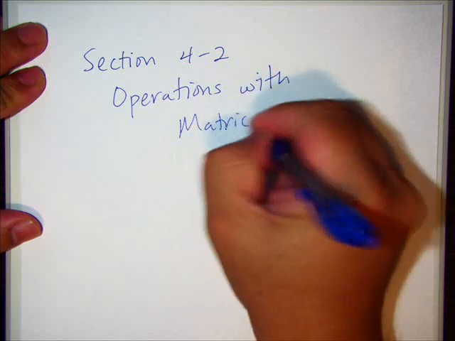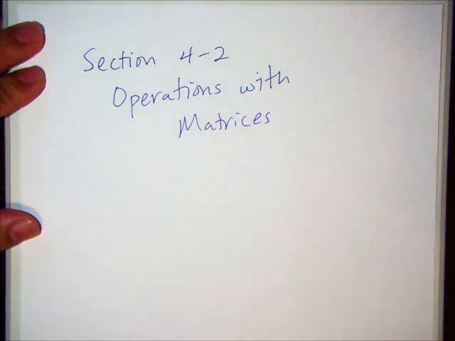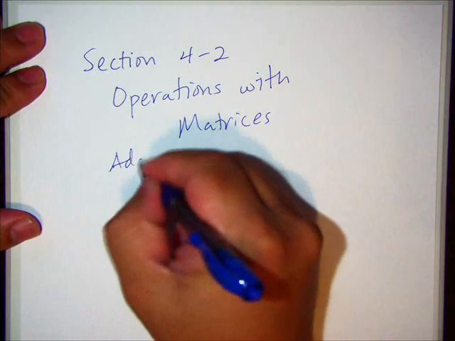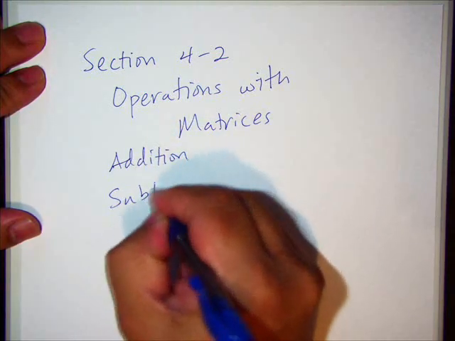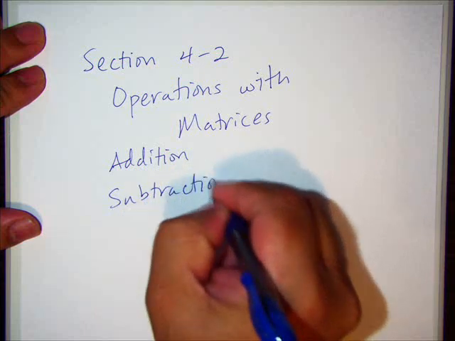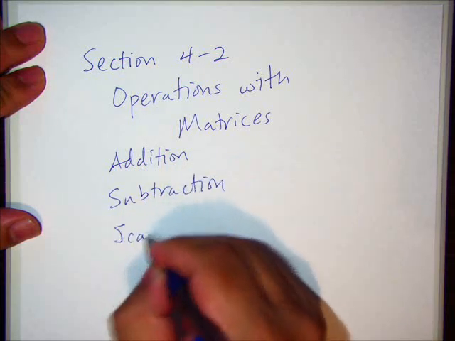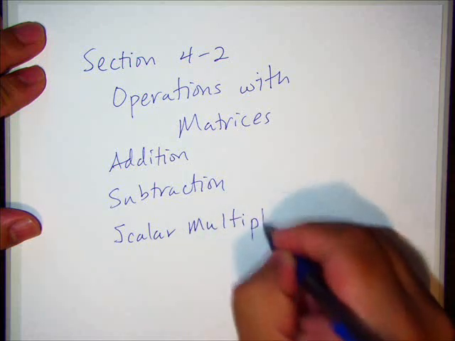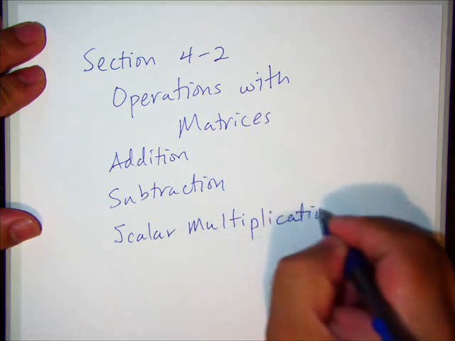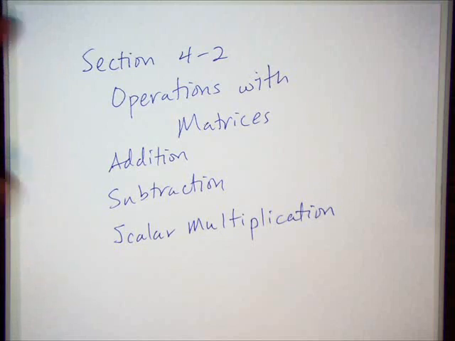There are two operations we're going to do. We're going to do addition, subtraction, and scalar multiplication. We are going to do regular multiplication, but it's so complicated that we're going to cover that in section 4.3. It gets a whole section to itself.